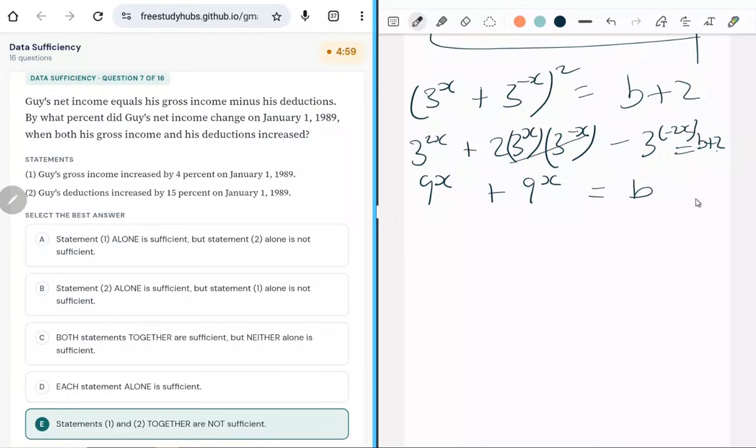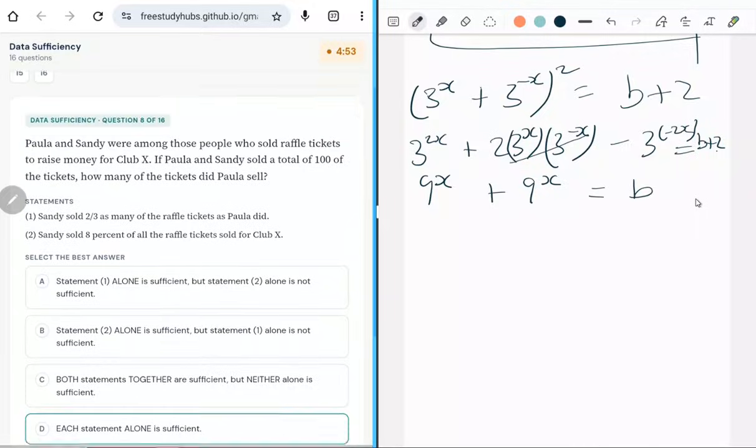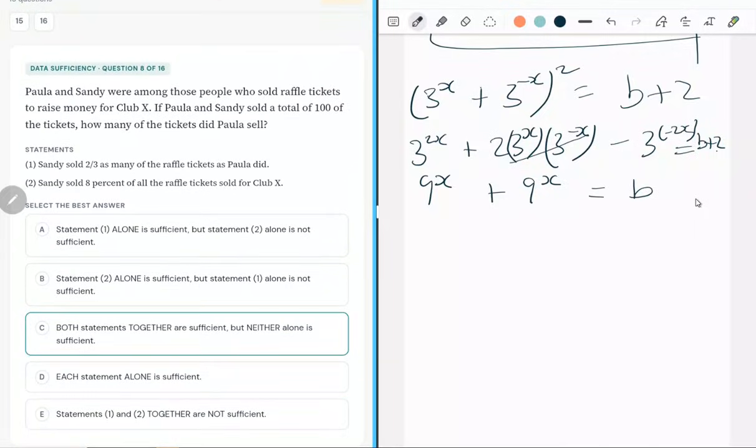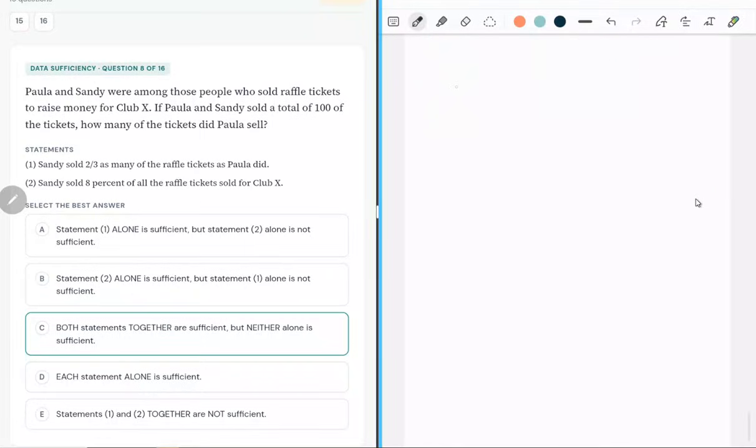Okay. Next one. Paula and Sandy were among those who sold raffle tickets. If Paula and Sandy sold a total of 100 tickets, how many tickets were sold? Okay, so the tricky thing is, it's not only Paula and Sandy that are selling tickets. But we can set up statement 1 as 2s over 2 over 3s equals 100. This we can solve. So statement 1 becomes sufficient.